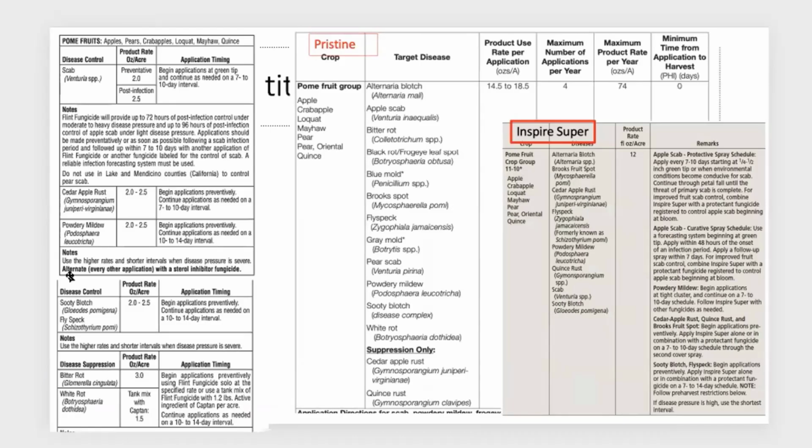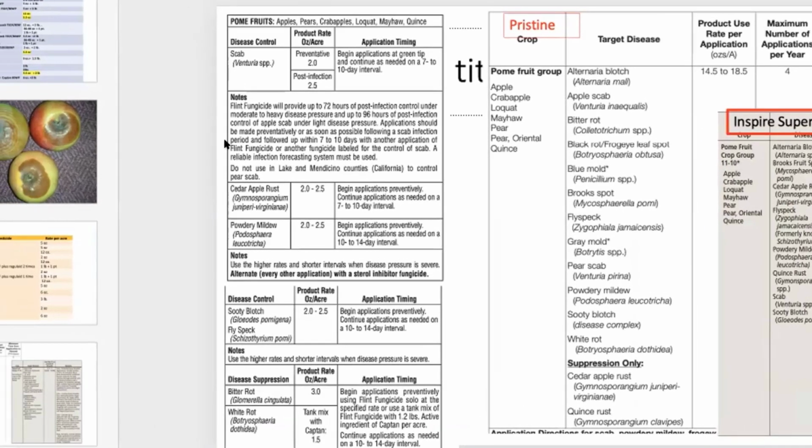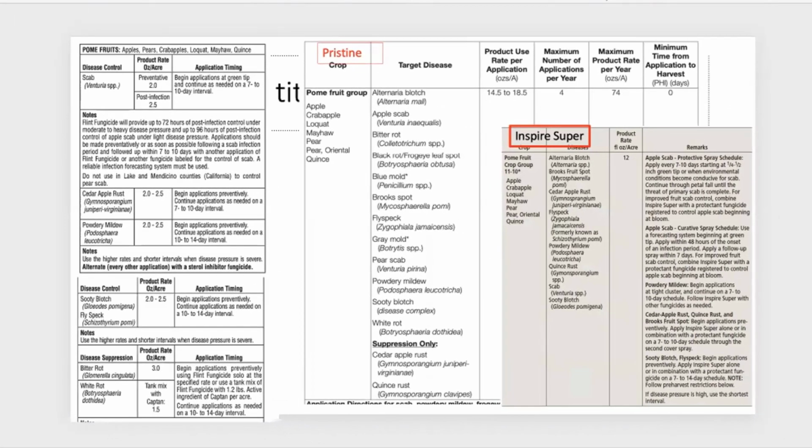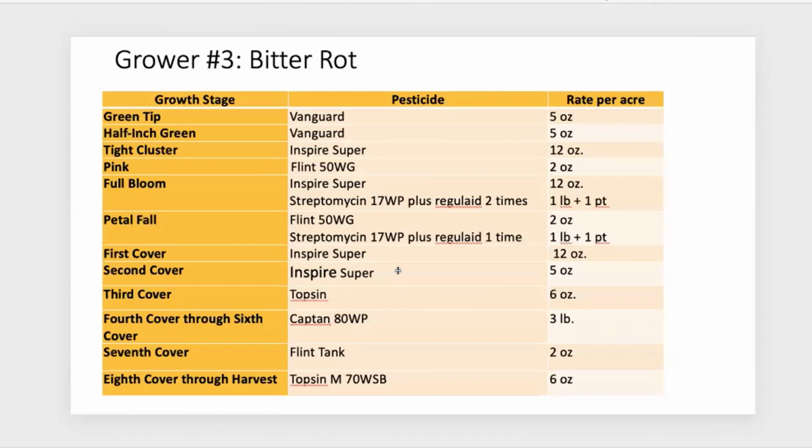Another potential problem, let's see, we have Flint, and we can see that it's labeled for scab and for the rusts, but it's only suppressive here for bitter rot. So not the best choice, even though it's controlling a lot of other problems.